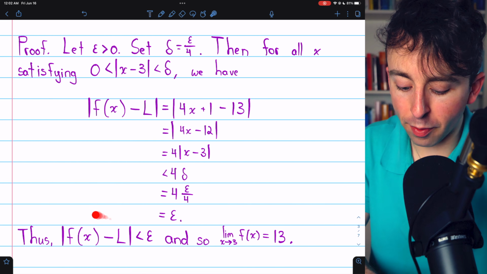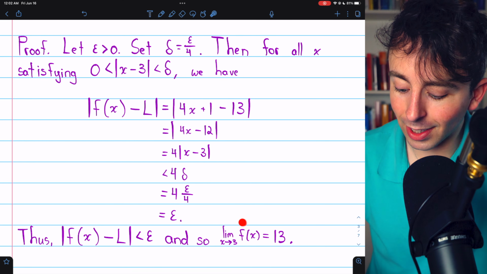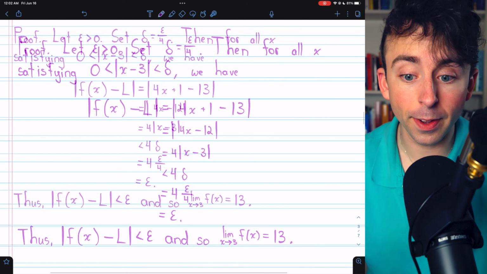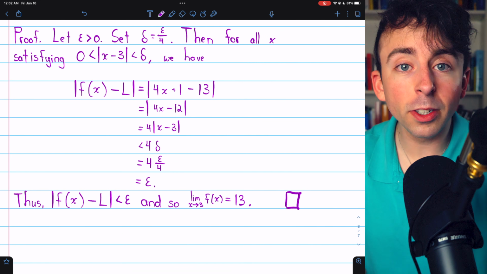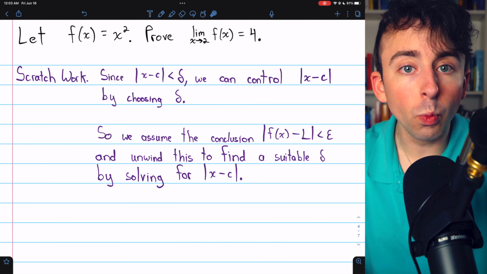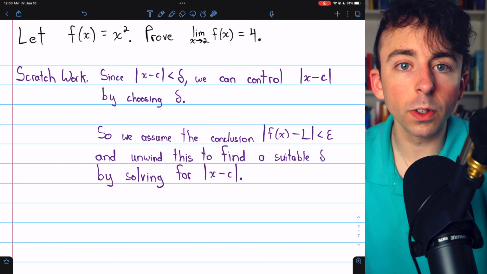Since we've shown that our function is within epsilon of L for an arbitrary epsilon, the limit of f of x as x approaches 3 is 13. We've proven it. Let's throw down the tombstone and move on to the second practice exercise. Let f of x equal x squared. We want to prove that the limit of f of x as x approaches 2 equals 4.